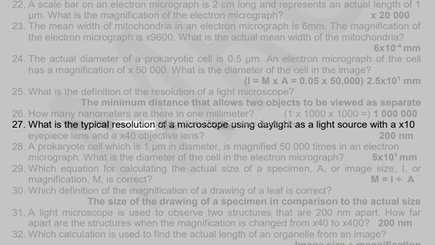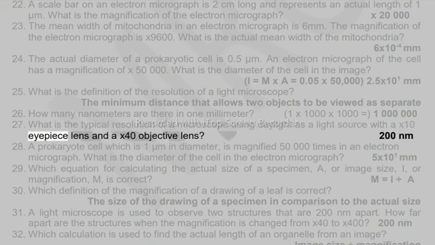27. What is the typical resolution of a microscope using daylight as a light source with a x10 eyepiece lens and x40 objective lens? 200 nanometers.